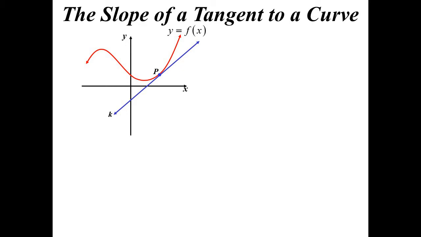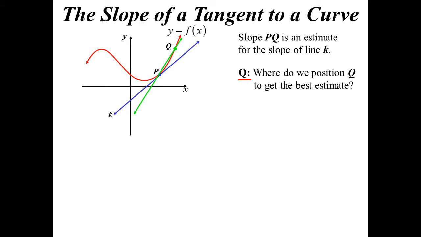Now as I say, the best I can do at this stage is estimate using 2 points. I'm going to use the point P and another point, Q. So the slope of that green line is going to be my estimate for the slope of the tangent. Now I didn't say it was a good estimate, it's just an estimate. So the question then becomes, where could I pick Q to get the best possible estimate?